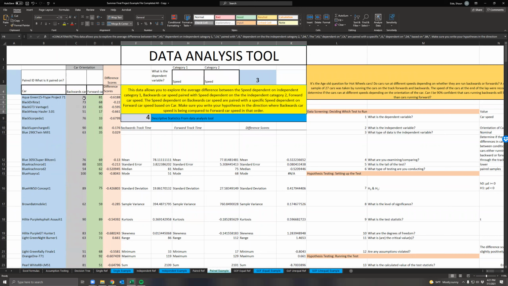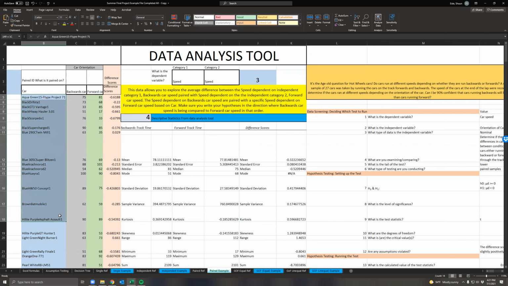But basically what we have is the backwards car speed and the forwards car speed, and it's paired on each individual car. So we have all of these different cars, and we have the speed that they were at going backwards and the speed that they were at going forward.